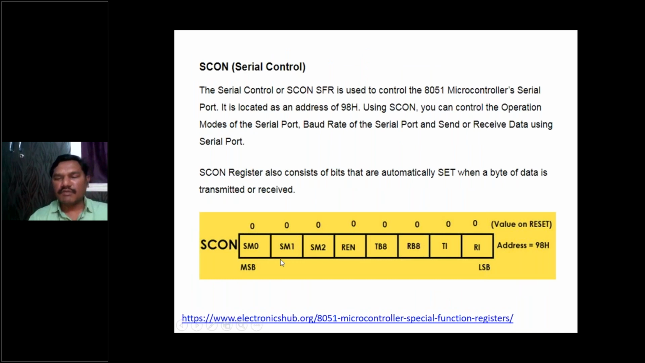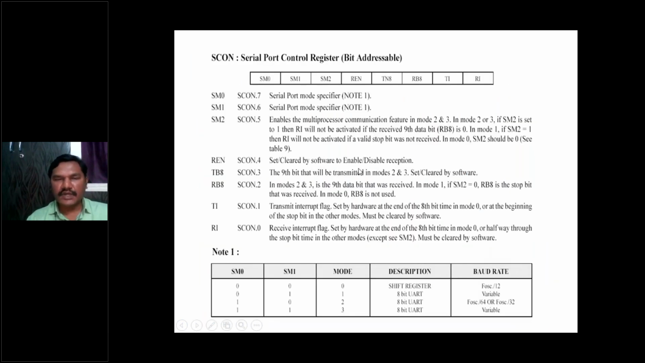This is the SCON register, so this is the first bit and this is the 7th bit, or MSB. So here you can see SM0, SM1 and SM2 are serial port mode bits. SM2 we don't use here. It enables the multiprocessor communication feature in mode 2 and mode 3. In mode 2 or 3, if SM2 is set to 1, then RI will not be activated if the received 9th data bit RB8 is 0, and in mode 1, if SM2 equals 1, then RI will not be activated if a valid stop bit was not received.